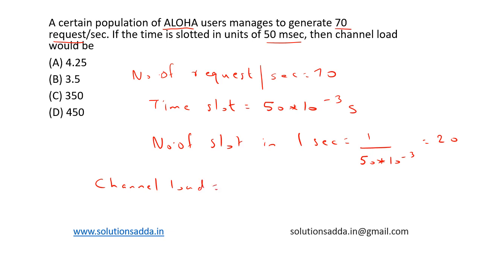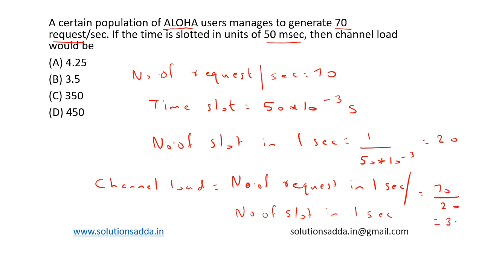is equal to the number of requests in 1 second divided by the number of slots in 1 second, which is equal to 70 divided by 20, which is equal to 3.5. So the right answer here is option B, 3.5.